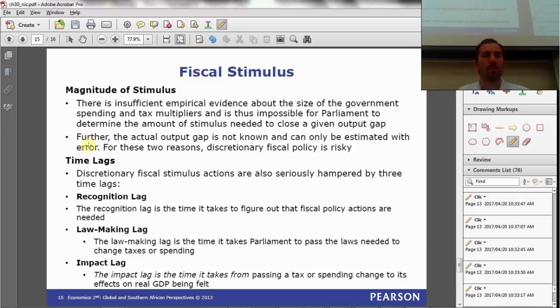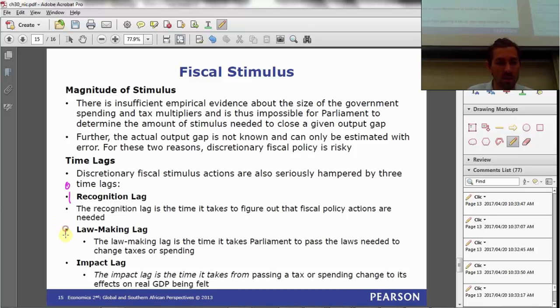Another problem with trying to get your fiscal policy right is that there are time lags. In other words, the discretionary fiscal stimulus actions are hampered by time lags. What kind of time lags? Well, there's a recognition lag, a lawmaking lag, and an impact lag. So what do we mean by recognition lag? The recognition lag is the time it takes to figure out that fiscal policy actions are needed. So first you have to know that we have a problem before you can use your fiscal policy, right?